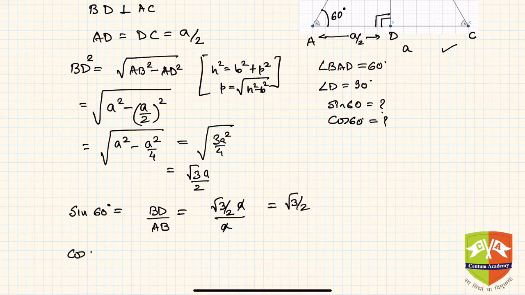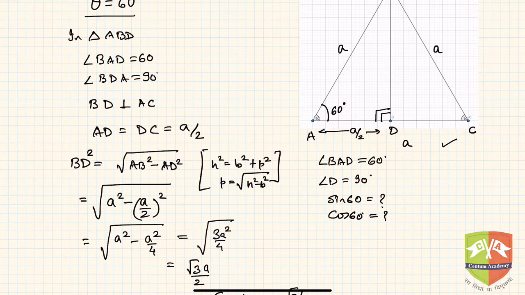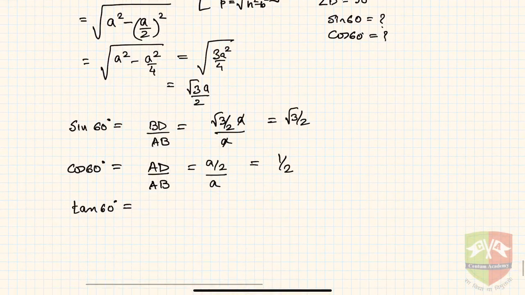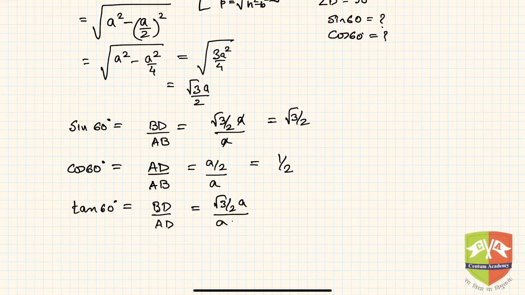Similarly, cos of 60 degrees is adjacent, that is AD, upon hypotenuse, that is AB. So hence AD is nothing but A by 2 divided by hypotenuse, which is A. So hence it is 1 upon 2. Similarly, tan 60. Tan 60 degrees is opposite by adjacent. So opposite is BD and adjacent is AD. So hence it is BD upon AD. Right? So BD is root 3 by 2A and AD is A by 2. So hence it is nothing but root 3.